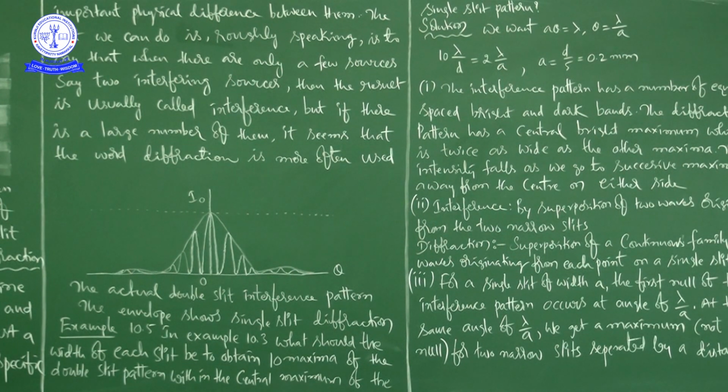So in case of interference, what did we experience? We experienced the superposition of two waves originating from the two narrow slits. In case of diffraction, see here, it is the superposition of a continuous family of waves originating from each point on a single slit. So in the single slit, we have to consider each point as a source of waves. That's why he mentioned the words continuous family of waves.